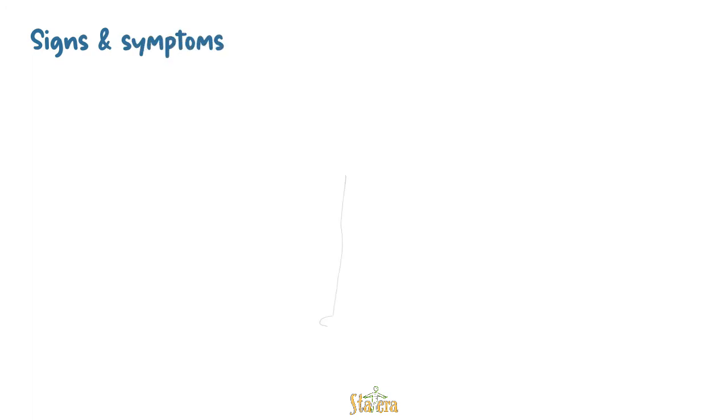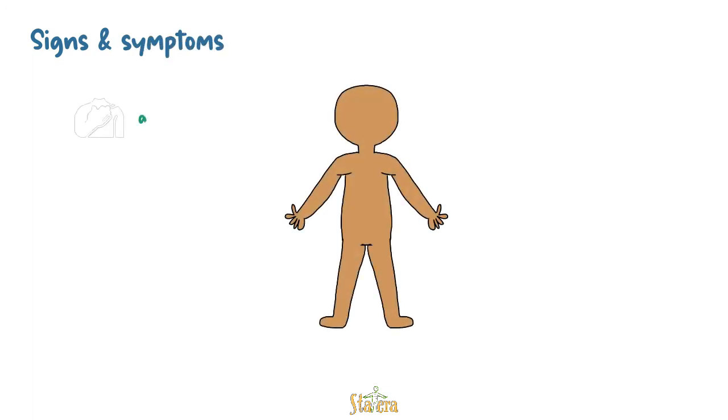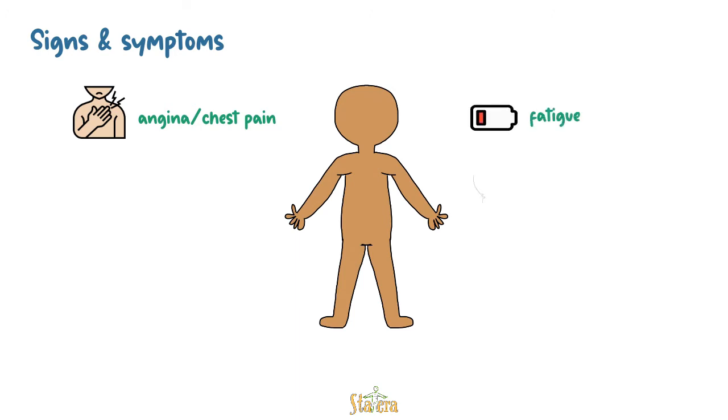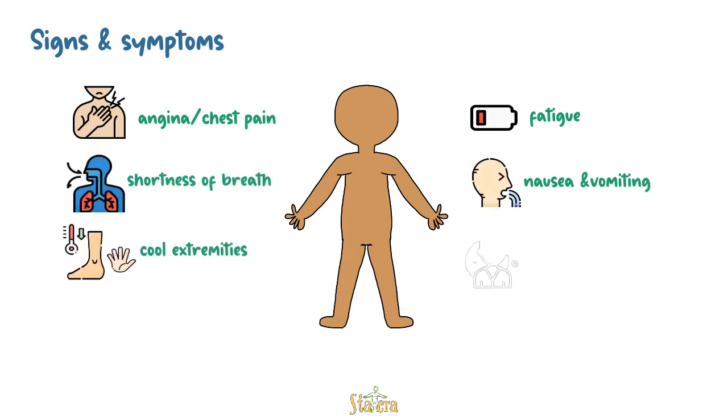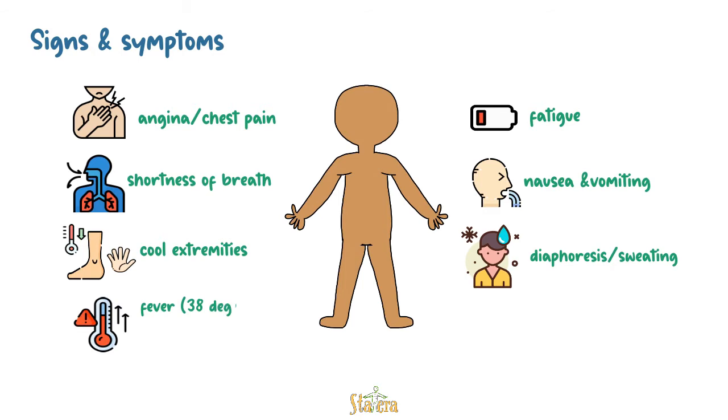In patients with coronary artery diseases, angina may signal an impending infarction. Other clinical effects that occur during an MI include fatigue, nausea, vomiting, shortness of breath, cool extremities, and diaphoresis. Fever is unusual at the onset of an MI, but a low-grade temperature may develop during the next few days.